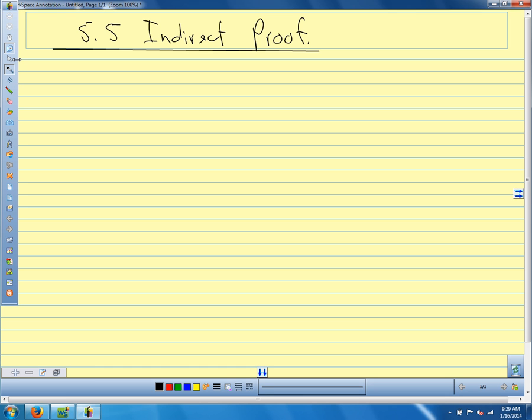So when we're doing indirect proof, we're going to use what we call indirect reasoning. So let's talk about what we mean by indirect reasoning, and then we'll contrast that with the way we've been doing proofs so far. With indirect reasoning, what we do is we kind of work backwards. We prove possibilities false until we're only left with one possibility that can be true.